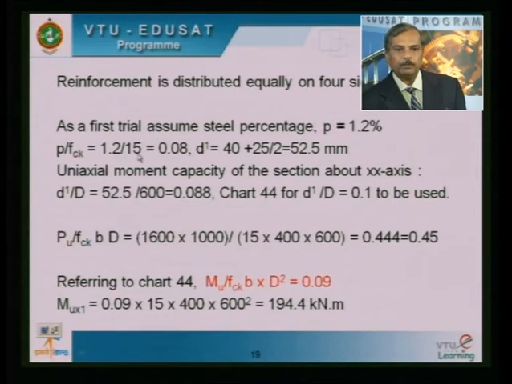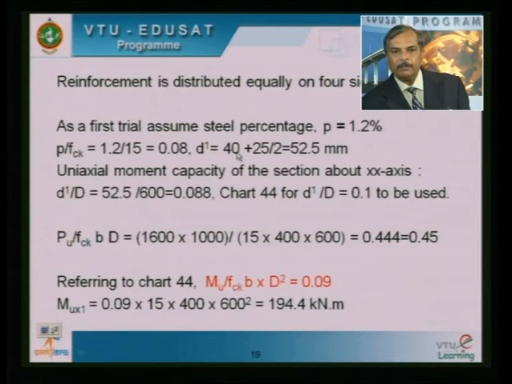P/fck, fck being 15, it is 0.08, and your d' is 40, being the effective cover, plus 25 by 2, it is 52.5. This is the procedure used in our SP16. In fact, I have told you many times about this. So effective cover is nothing but the clear cover or the nominal cover to the tie, in fact.